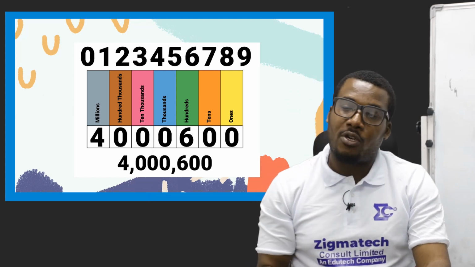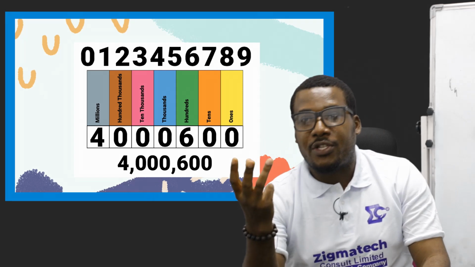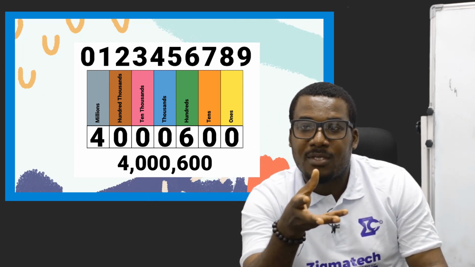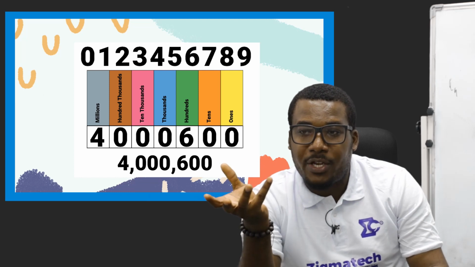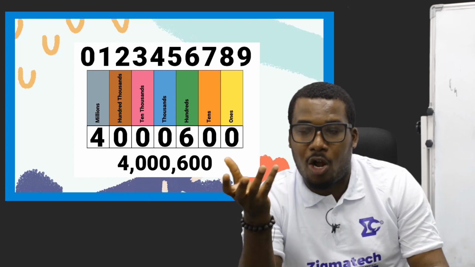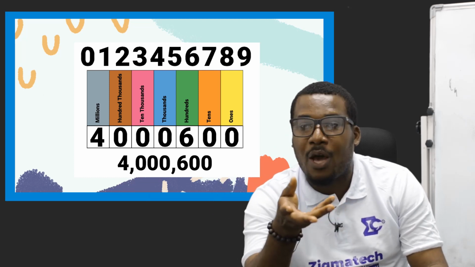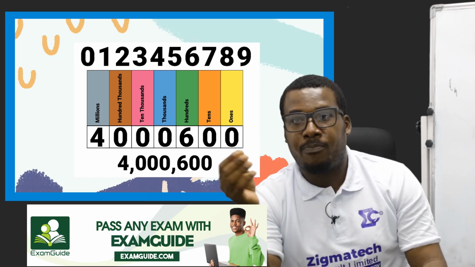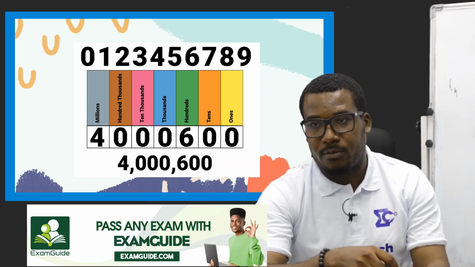What do I mean by classification? Every 3 digits gives you a particular name. For example, the first 3 digits in every number set is hundreds. The next 3 is thousands. The next 3 is million. The next 3 is billion, and so on and so forth.